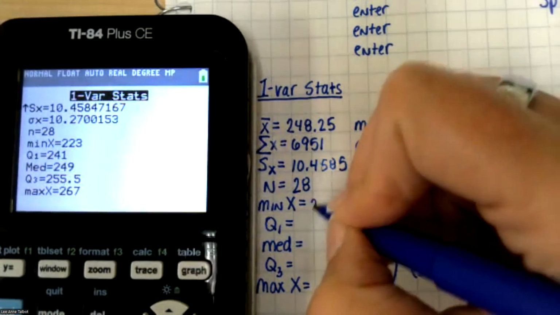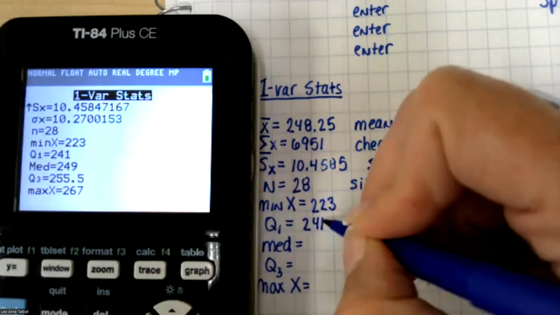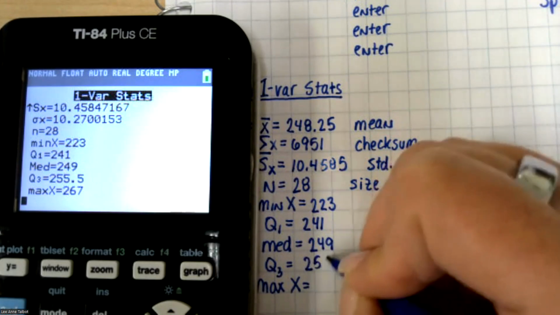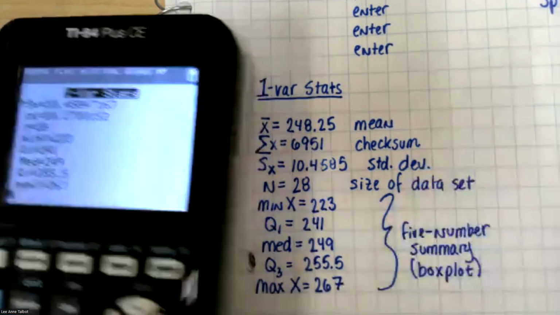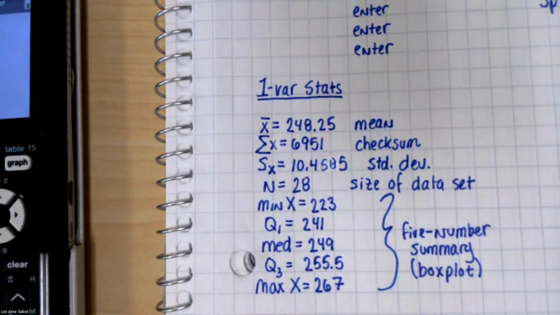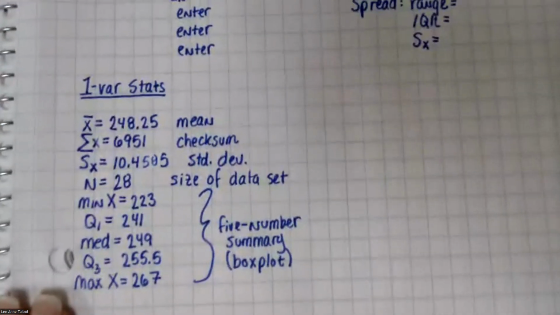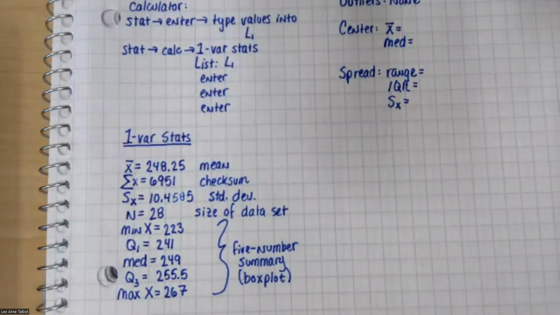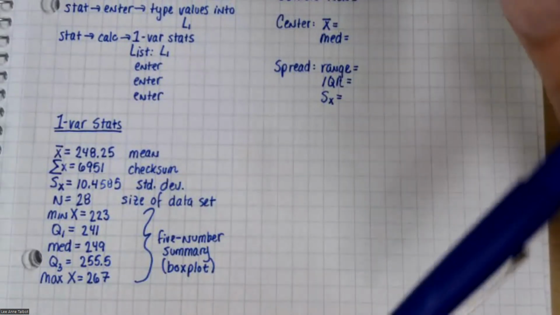So 223, 241, 249, 255.5, 267. We have 2 more things to do with this problem. The first thing we need to do is fill these guys in from our calculator stuff. And then we need to make the box plot at the top.